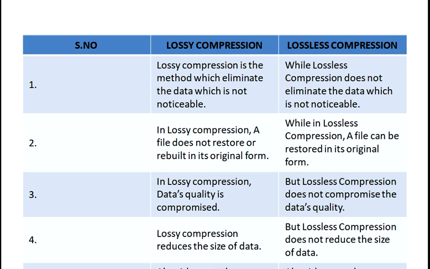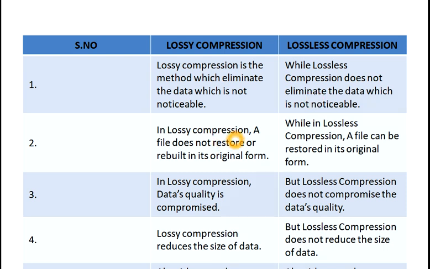We have a lot of differences between them, and those differences are very important. So I'm forming three columns, a column based comparison of differences. First one: lossy compression is the method which eliminates the data which is not noticeable. Those data which are not noticeable, you are actually eliminating through lossy compression. And lossless compression doesn't eliminate the data which is not noticeable, so it is not going to eliminate any data in any way.